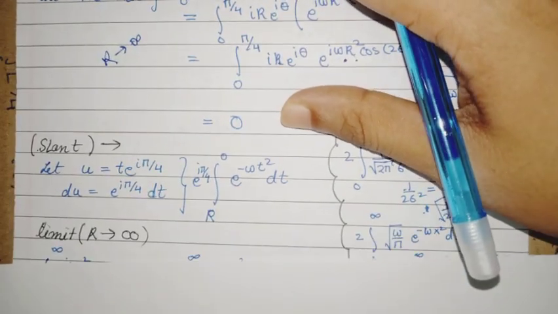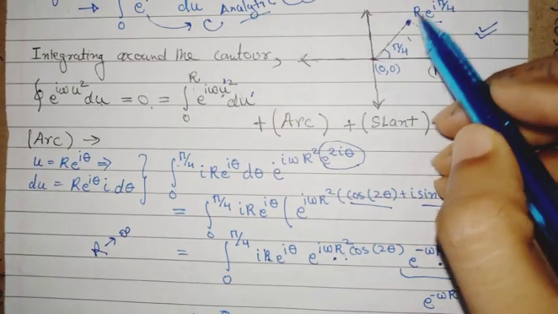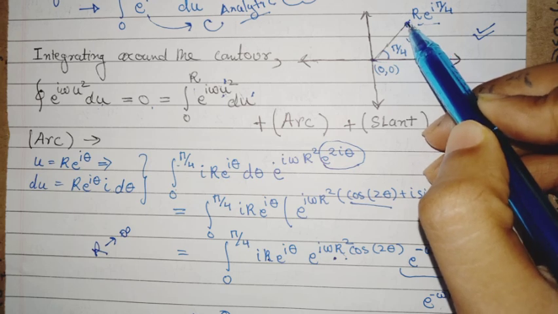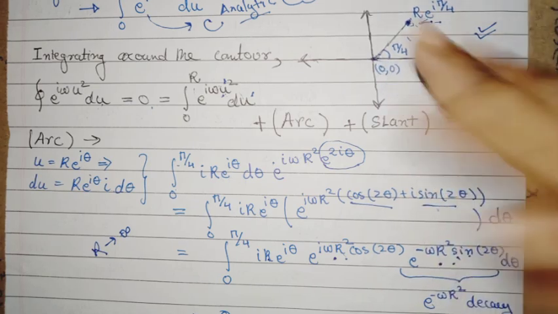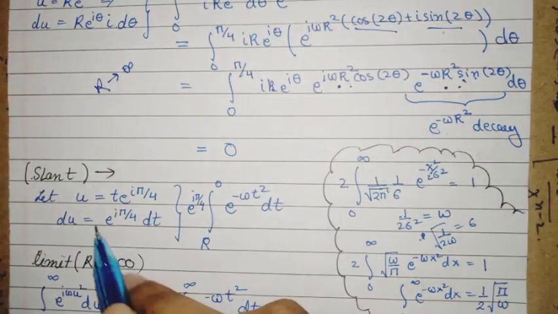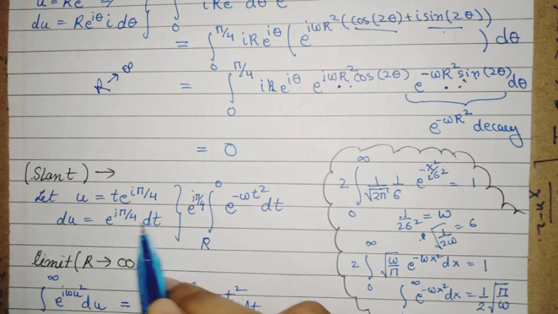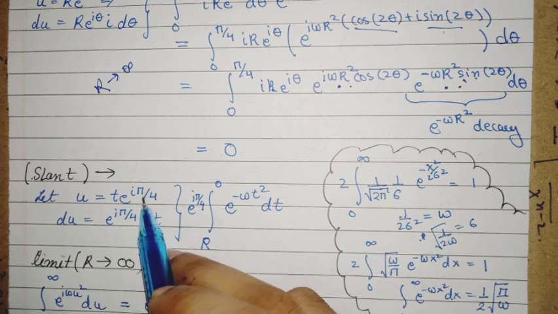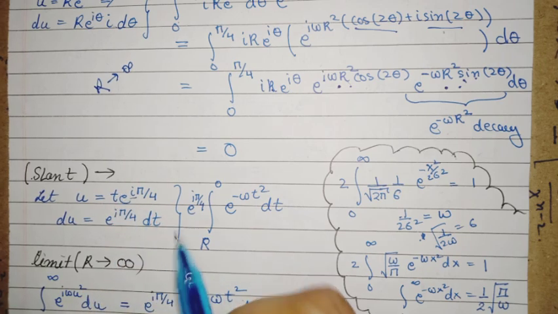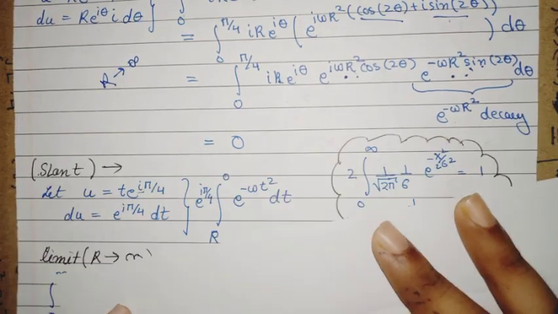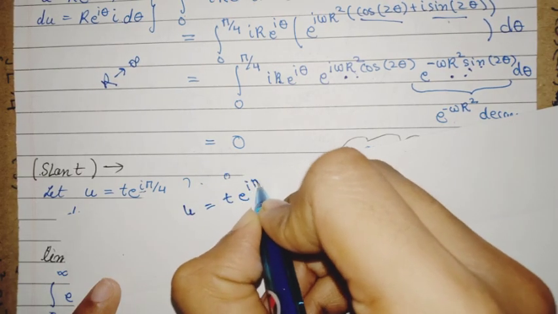Now let's come to the slant part. For the slant part, just have a look at the contour again. You have this as the starting point, this as the ending point. So starting point is r e power I pi by 4, ending is 0. So let's parameterize the path by u as this. So automatically you see du is this, and when u is r e power I pi by 4, t is equal to r. So u is t e power I pi by 4.